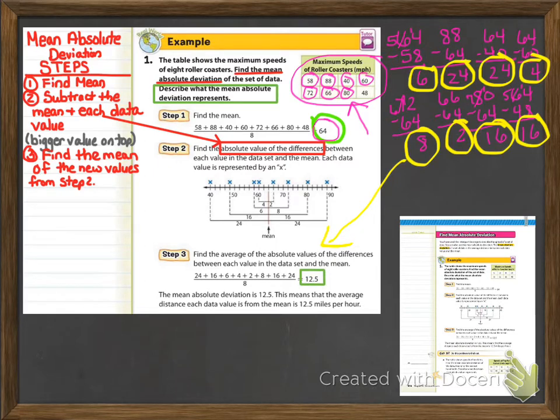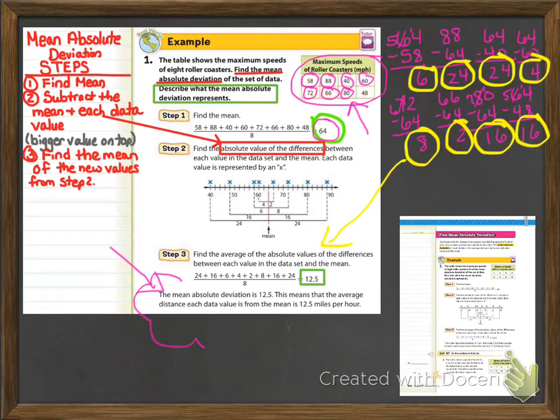And let me tell you what that means. So now this goes with part 2 of our question, where it says, describe what the mean absolute deviation means or represents. If you look here, let me show you where you're looking. There you go, that arrow there. This is your describing part.